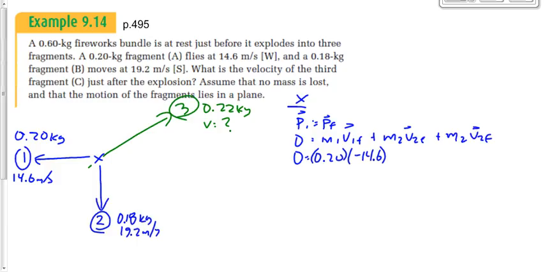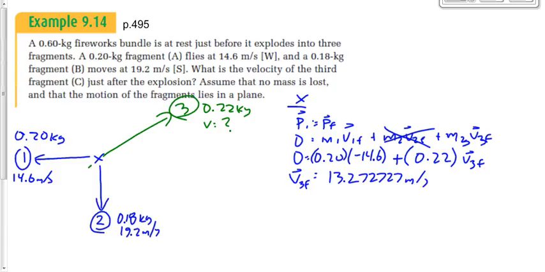And when we're analyzing the X component, we're going to ignore the Y component, right? So Austin, you're right, it's going to be 0. Cross that off. This should be M3. M3 is 0.22. And we solve for V3F there. At 13.272727 meters per second. Do the same thing for the Y component.